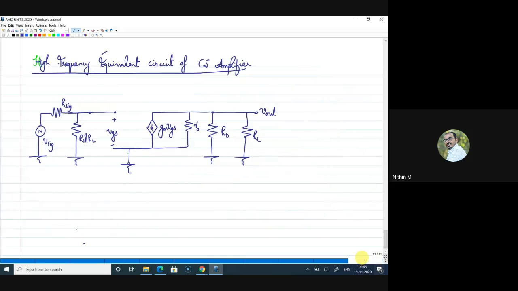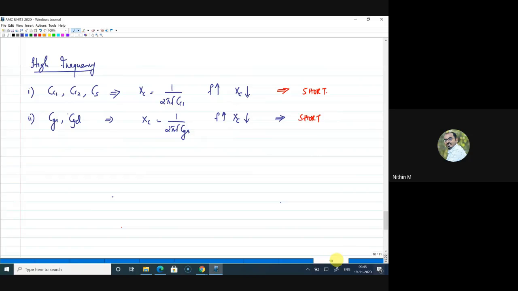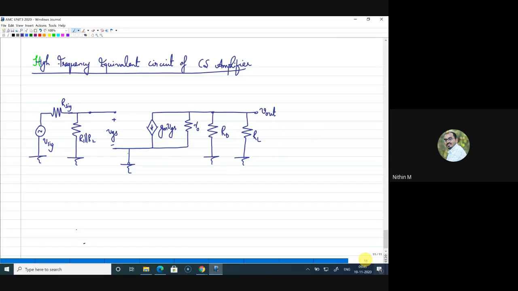Now, since it is high frequency, these capacitors are acting as short, and it is not affecting the circuit. But the other capacitors, CGS and CGD, are affecting the gain of the circuit. So I am including those capacitors here to include those values in the gain expression. So this is CGD and this is CGS. This is how I included the high frequency capacitors.